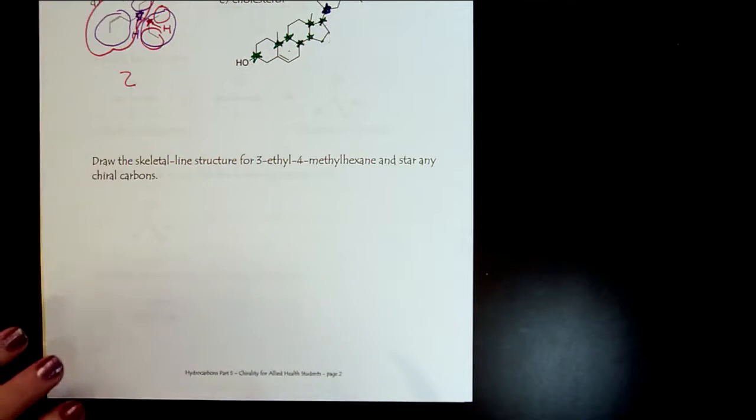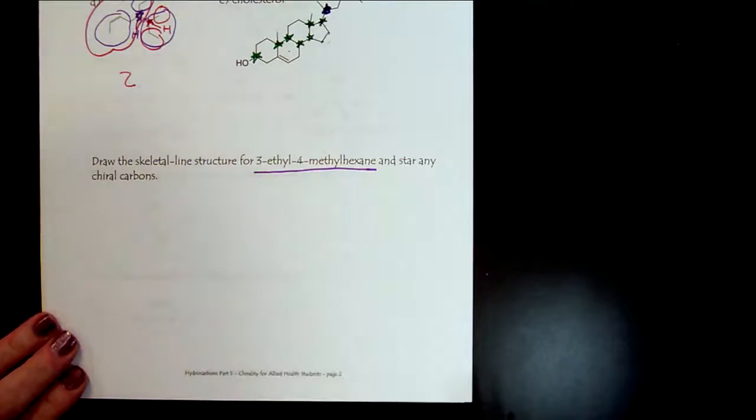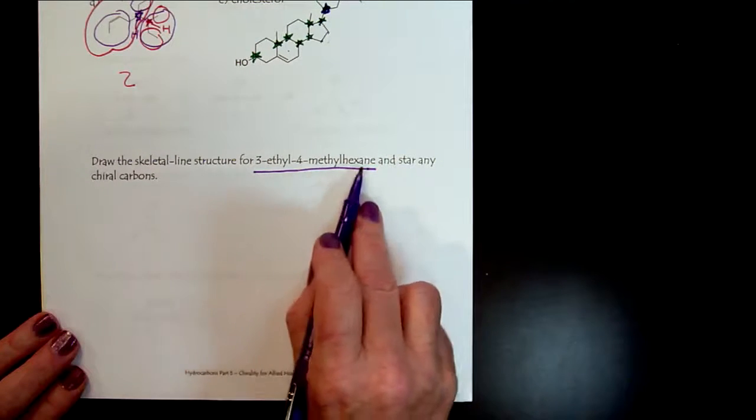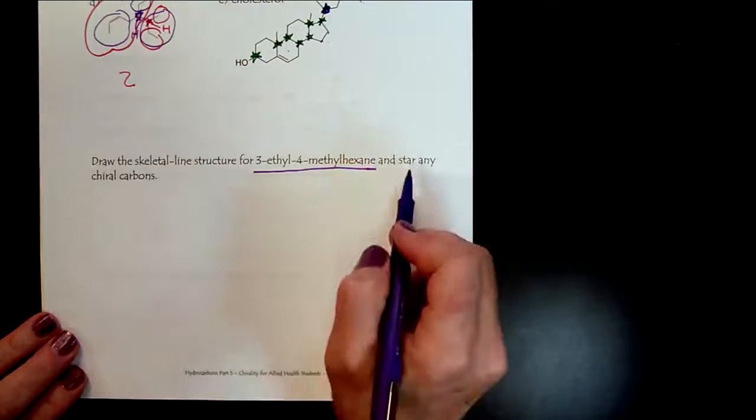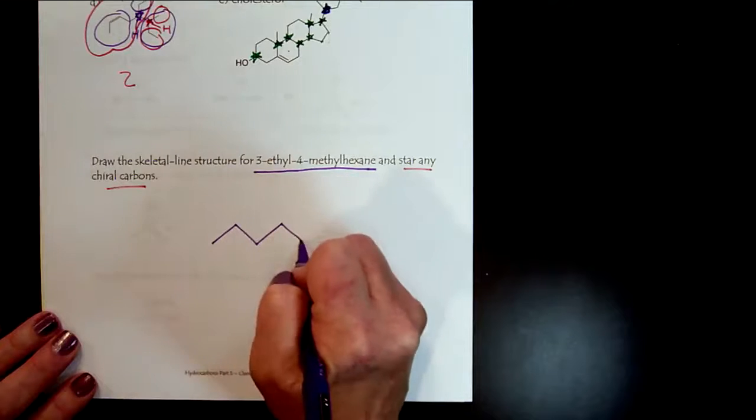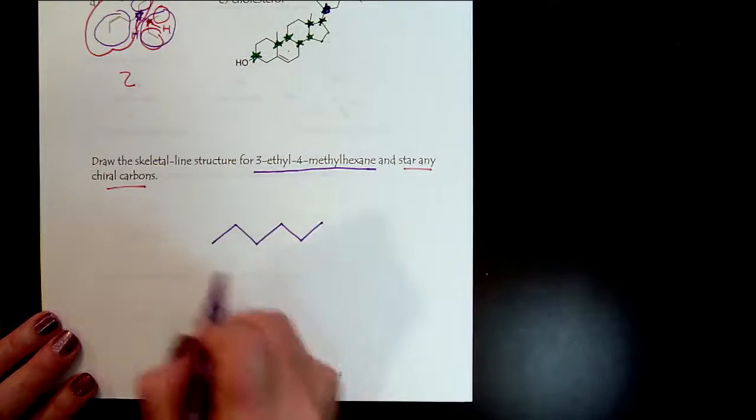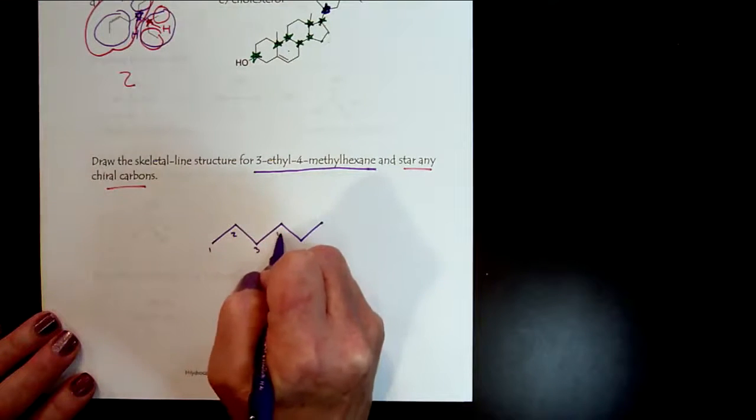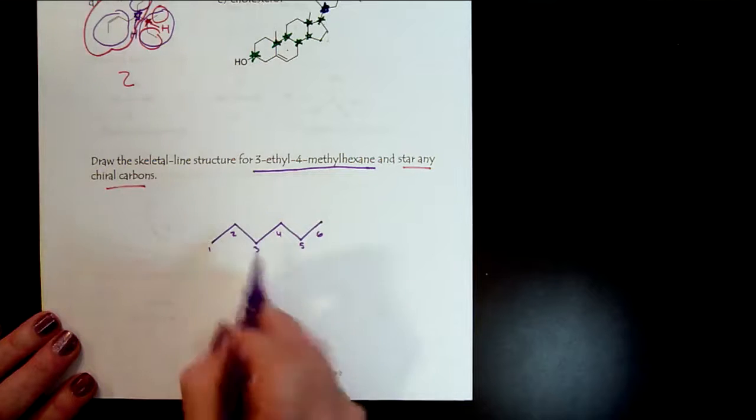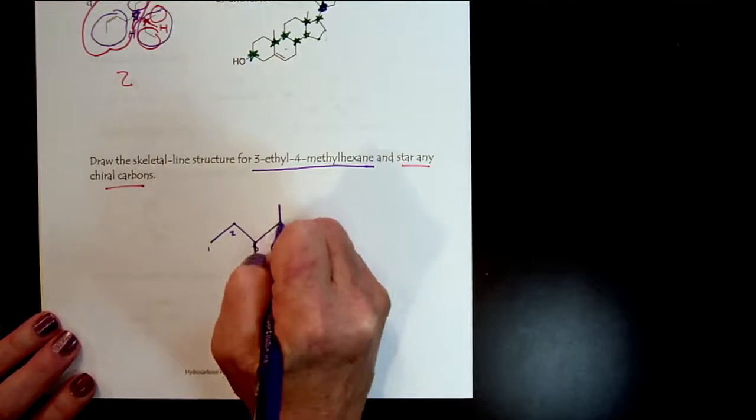All right. Now let's have a little review here, a little nomenclature review, and then weave in there what we've been learning about chirality. So we're going to draw the skeletal line structure for 3-ethyl, 4-methyl hexane, and then we're going to star any chiral carbons. All right, so remember, we want to start at the end of the name, hexane. That tells us we have six carbons. And then if we number these, okay, coming off of carbon 3 is an ethyl group. That's 2 carbons and a methyl group.